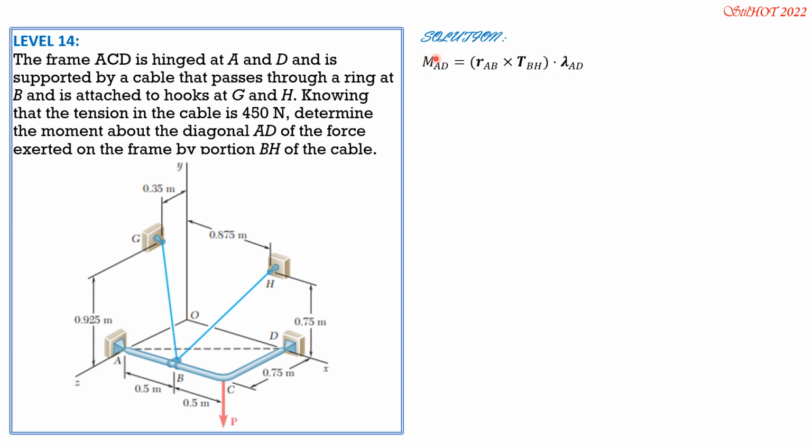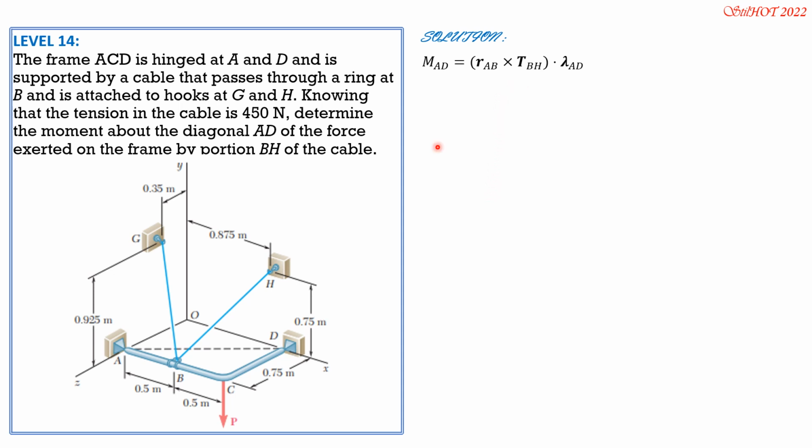The result is a magnitude which is anticipated to be negative, because if this is A to D, your right thumb should be towards AD. The curling of your forefingers should be in this sense, but the force tension is in the opposite sense, so we expect a negative moment here. But if you make it DA, then your right thumb would be there, and it has the same sense as the moment of the tension. It will become positive, but we will just make it AD because that's the condition in the problem, regardless of whether the moment is positive or negative.